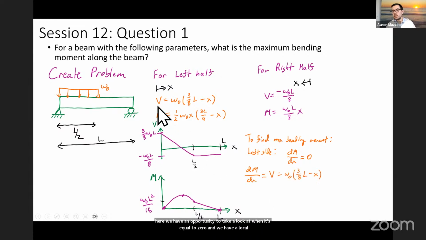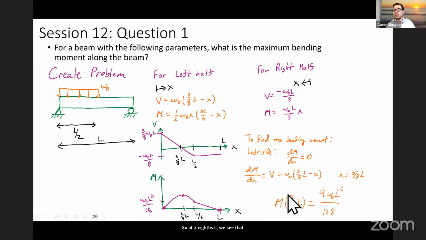Because we say dM/dx is equal to V, and this is the expression that we have. Then we set this equal to 0. And when is it equal to 0? It's equal to 0 when x is equal to 3/8 L. So at 3/8 L, we see that we have a peak, and then we can calculate the moment at 3/8 L, and this is going to be the maximum bending moment, right?